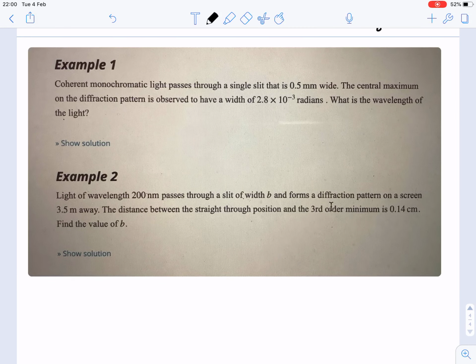Example number 1 says coherent monochromatic light passes through a single slit that is 0.5 millimeters wide. The central maxima on the diffraction pattern is observed to have a width of 2.8 times 10 to the power of -3 radians. What is the wavelength of the light? Really, we've got the width, that's b. We have an angle theta. What's the wavelength? So we apply our formula.